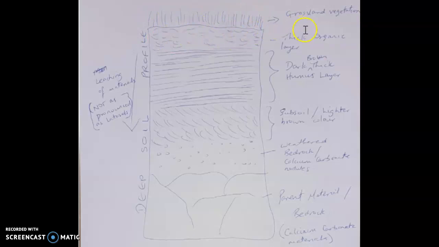You have a thick organic layer, as well as a dark brown humus layer because of the decomposition of the organic material. We have leaching taking place, but it's not as pronounced as in latter soils. The subsurface layer or the subsoil layers are lighter brown because of a little bit of leaching taking place as well. You also have weathered materials of calcium carbonate components, primarily because the bedrock is calcium carbonate, rock structures like limestone constituents and stuff like that.